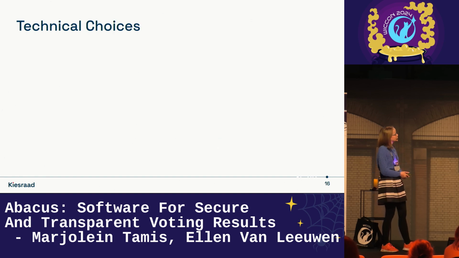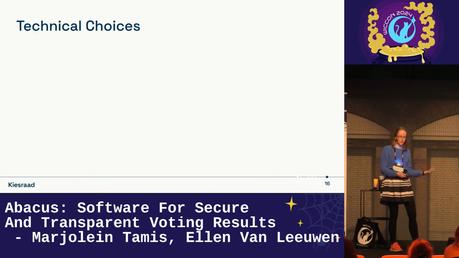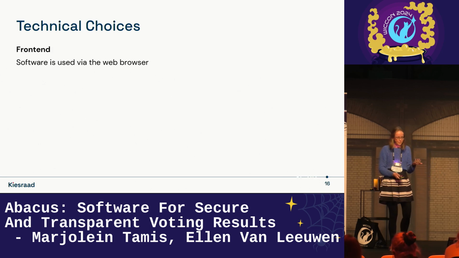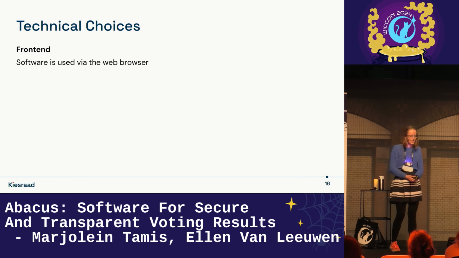So let's talk about some technical choices that we've made. If we're talking software here, there are a lot of things that go into deciding what languages to use, what frameworks, etc. We want to make it as accessible as possible. A lot of municipalities do an election once a year. They don't have the fanciest laptops or computers for this. So we want to make it accessible through a web browser, which means that we're going to use HTML, CSS, and JavaScript.